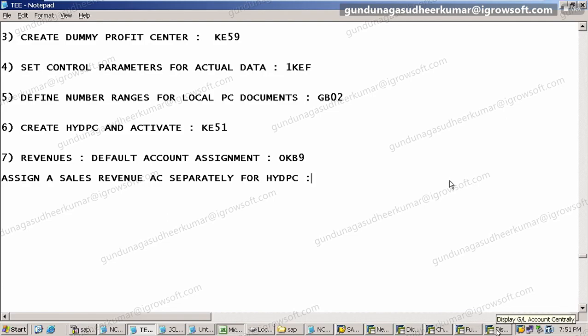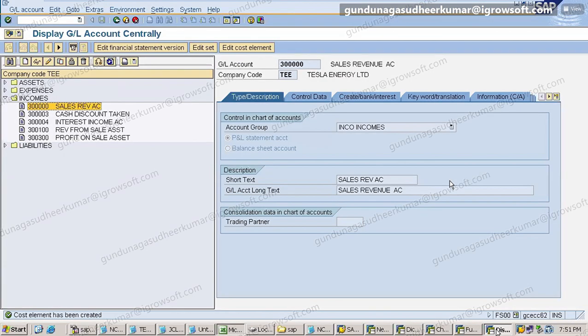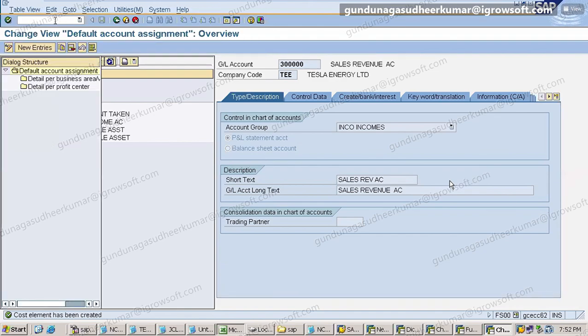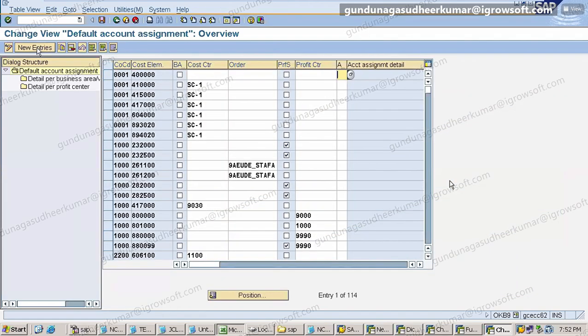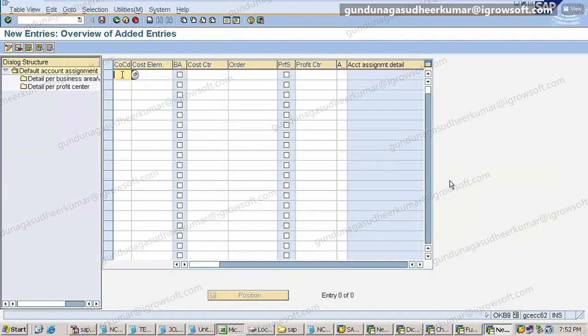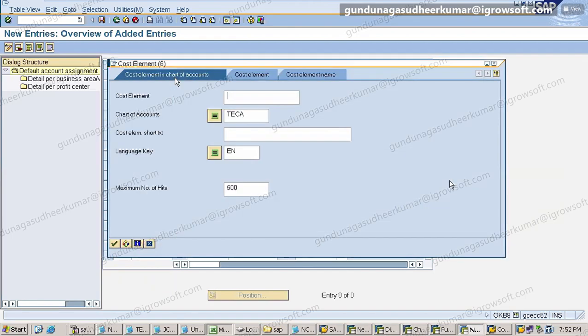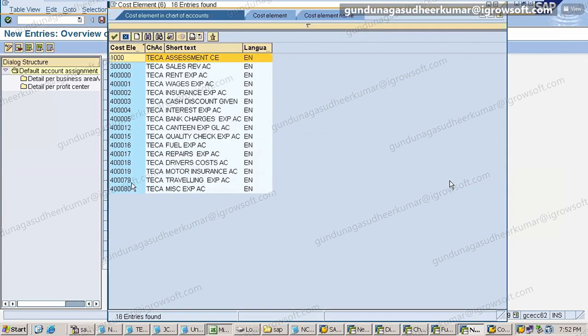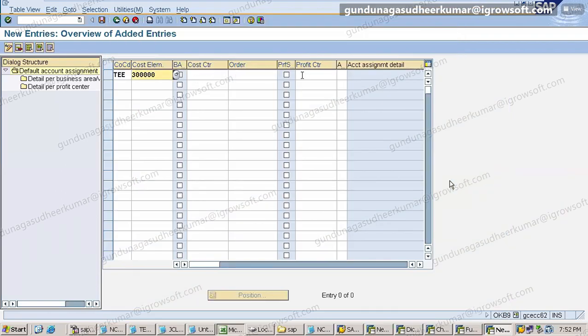So now I will go to the next assignment, OKB9. New entries. Then I'll say what is my company code, TE. What is my cost element? 3 lakh. This cost element I will link to which profit center? Hyderabad profit center.